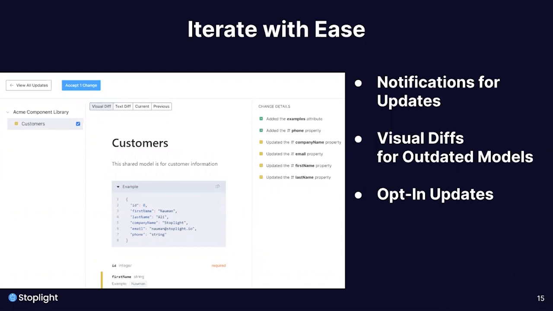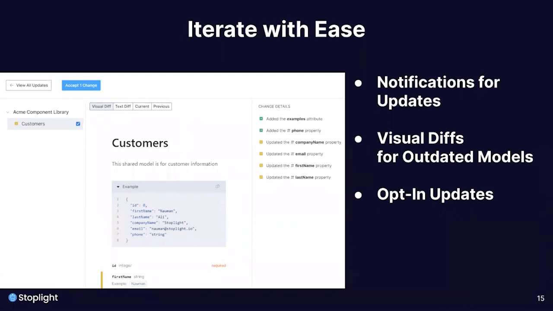So once they update something like, say, the customer model within their library, anybody who's consuming the model already gets a notification for the update. They get a visual diff where they can see what has been added, what has been changed. If there's a breaking change, that would show up too. And then they can opt in to update it.